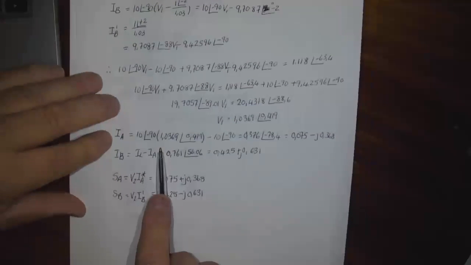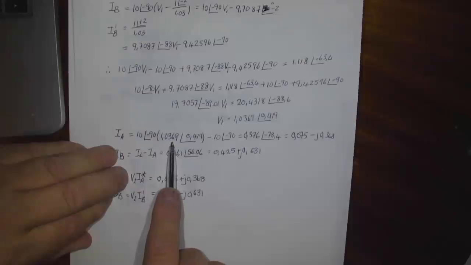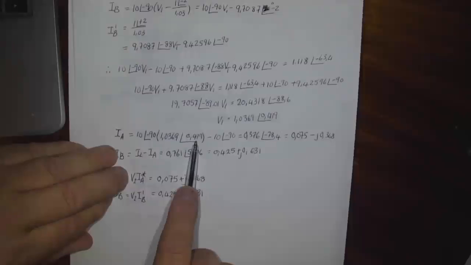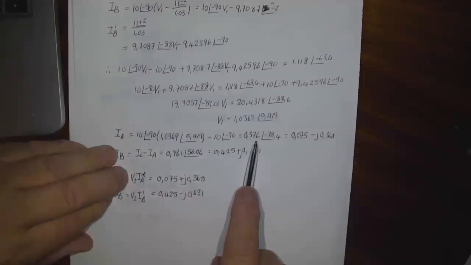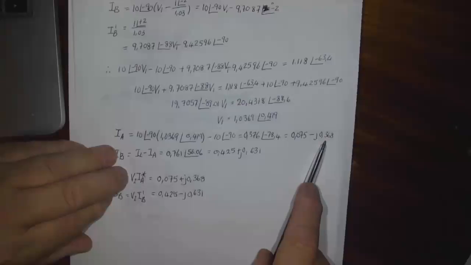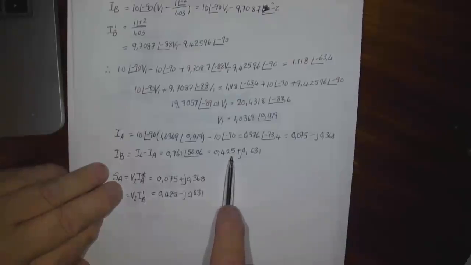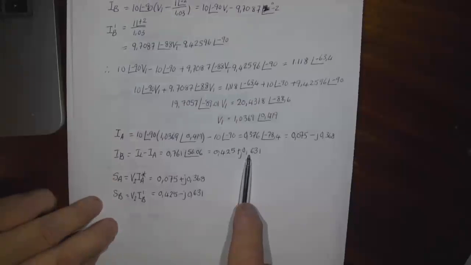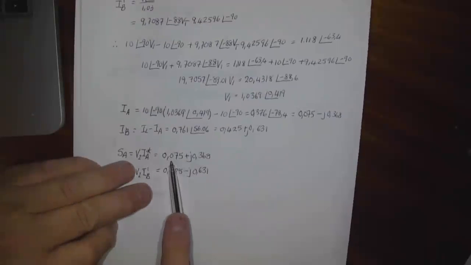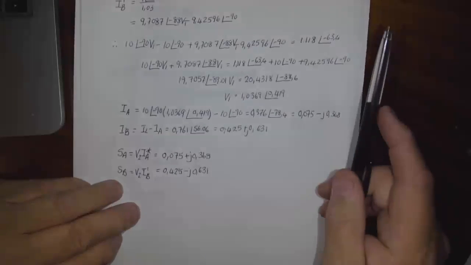IA is then, substituting in there, 1.0369 angle 0.419 minus 1.0 angle minus 90. That gives us 0.075 minus j0.368. IB again is 0.425 plus j0.631. So now we see that SA is 0.075 plus j0.368, and SB is 0.425 minus j0.631.